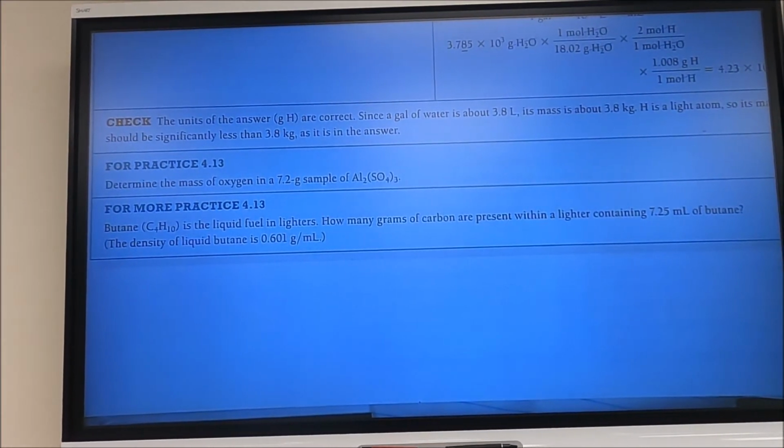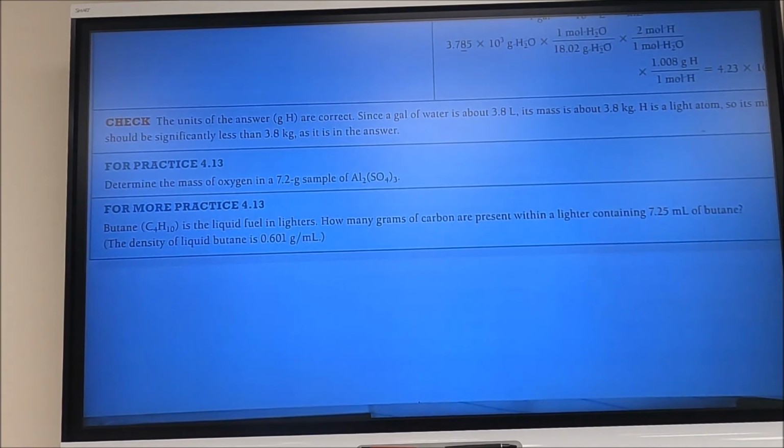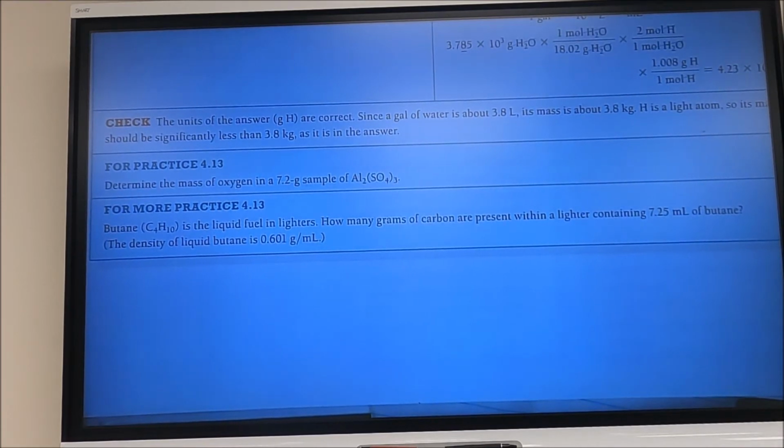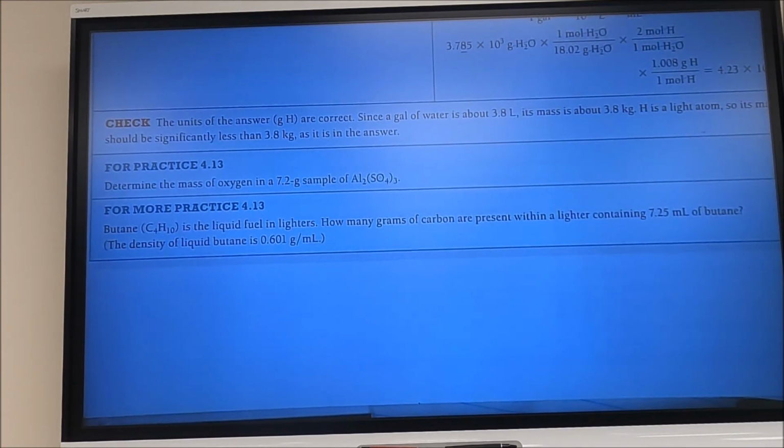The first one says determine the mass of oxygen in a 7.2 gram sample of aluminum sulfate. So we know that we're starting out with 7.2 grams of aluminum sulfate, and we're asked for grams of oxygen.